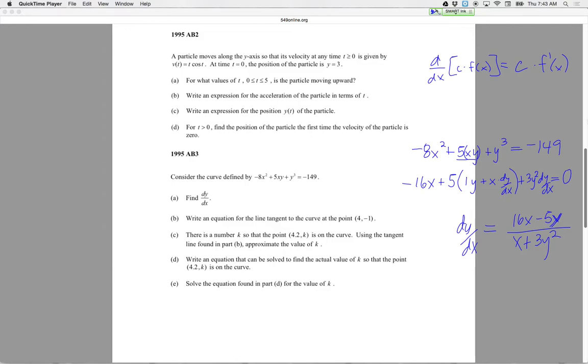And that's it. Done. Pretty simple, right? That would have been about 2 or 3 points. Whatever happened to the 5x on the bottom? It's just x plus 3y squared. What happened to the 5 there?